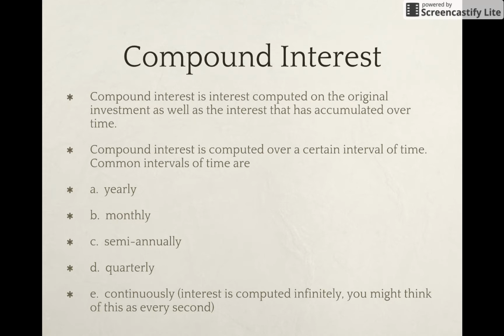We also have a classification of continuously compounded interest. This really is considering that the interest will be computed at every possible moment of time. So the number of computations goes to infinity. It may be helpful for us, since we usually deal with minutes and seconds, to think about this as being computed every second.